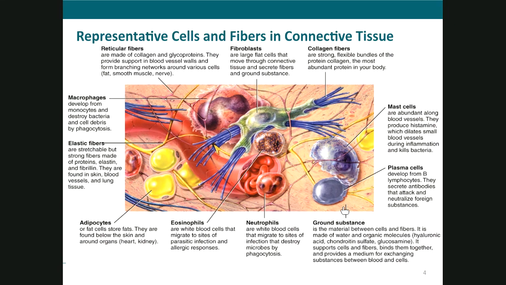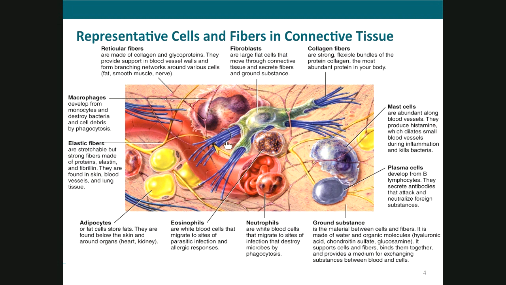Mast cells are mainly abundant along the blood vessels, and they secrete histamine. Adipose cells or adipocytes are filled with triglycerides, and they're important and protective around a lot of our vital organs. Then we have white blood cells, which include eosinophils and neutrophils, which aid in not only an allergic response, but also killing off microbes that enter the tissues.